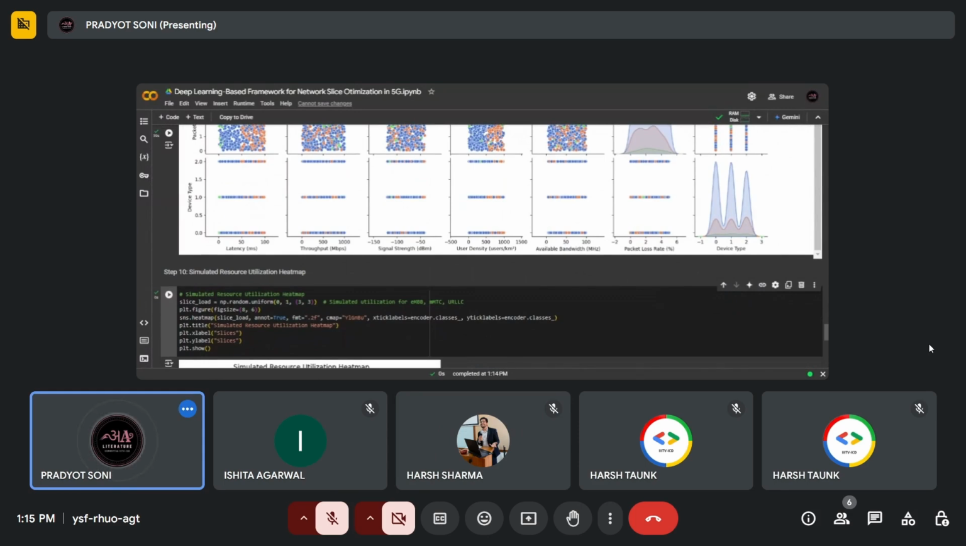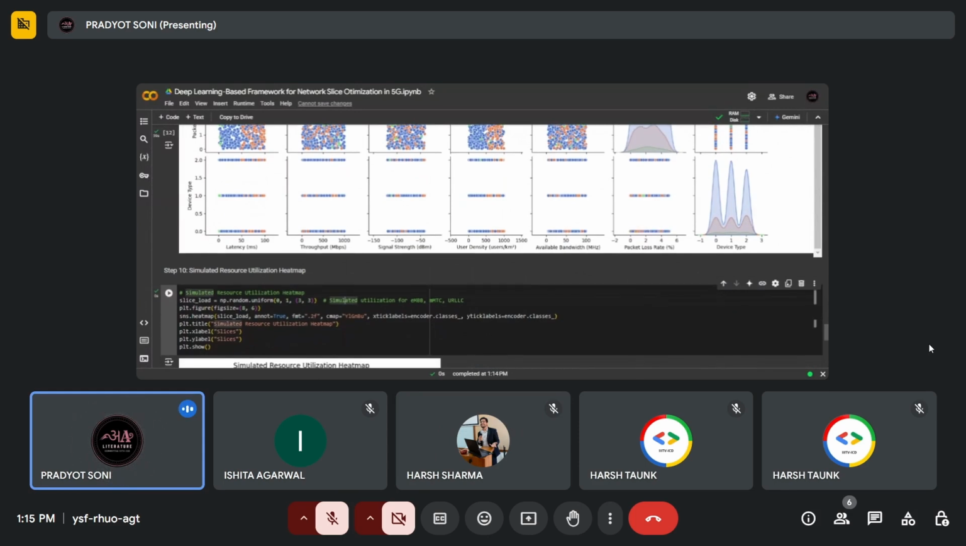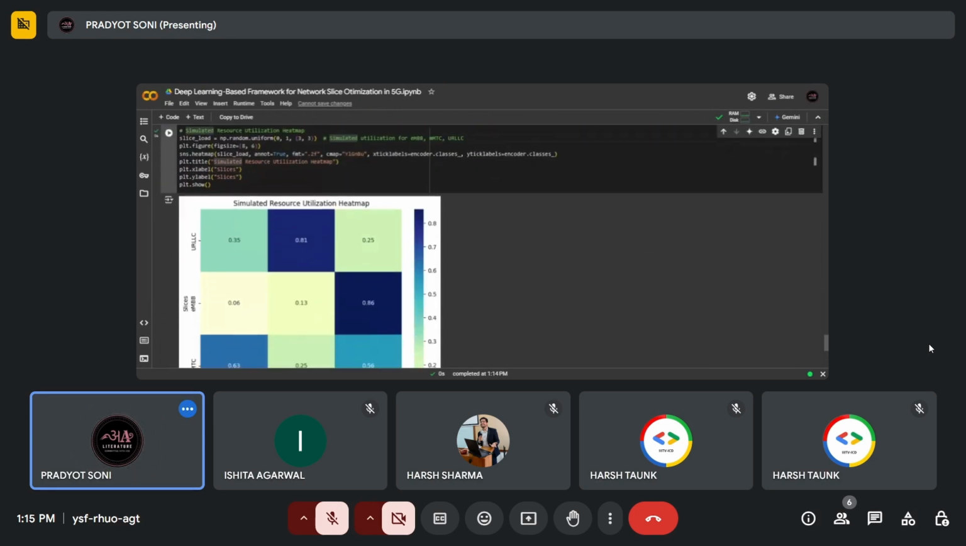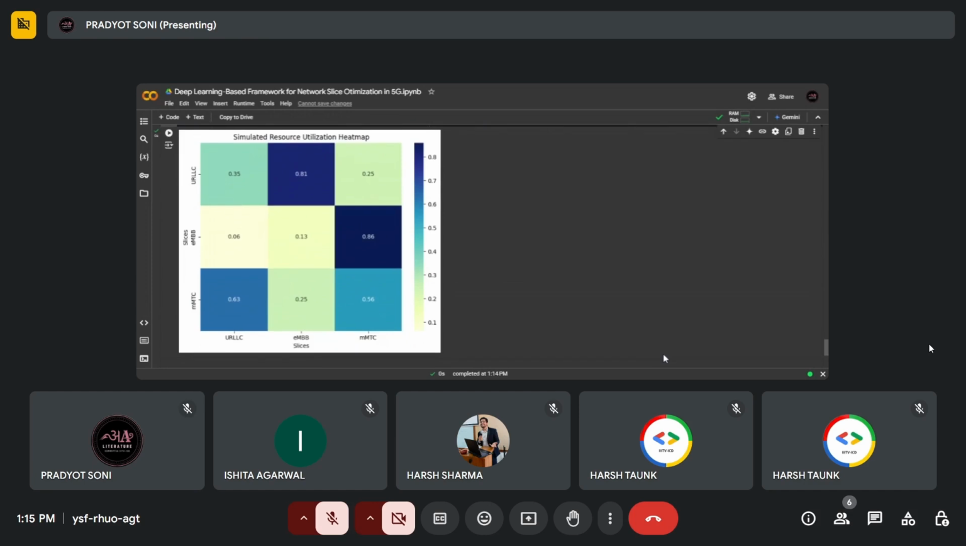So at last, we made a simulated resource utilization heat map. It is a simulated view of how resources are distributed among slices, providing insights into optimization. The heat map shows the simulated utilization levels for each slice combination, represented by different shades of blue. The darker the blue, the higher the resource utilization.